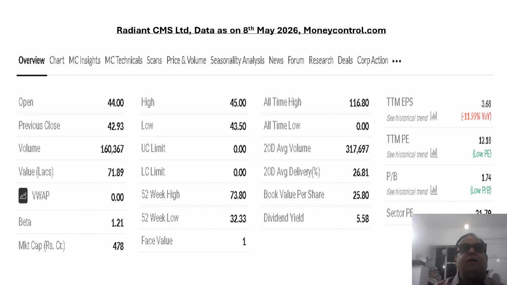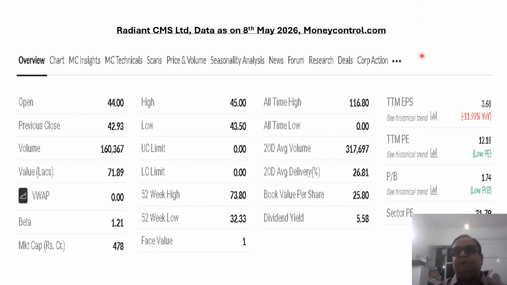Let me quickly identify one small cap and help you understand how you can make money. Now, this is a company, Radiant. It's basically a small cap company, and I have taken the data on 8th May, which is very recent, from moneycontrol.com. There are so many things, but let's not waste time. I want to focus on this EPS, P/E ratio, price to book ratio, and say, industry P/E ratio.